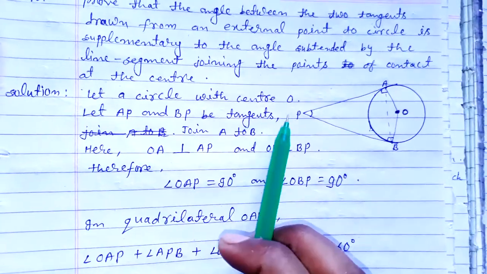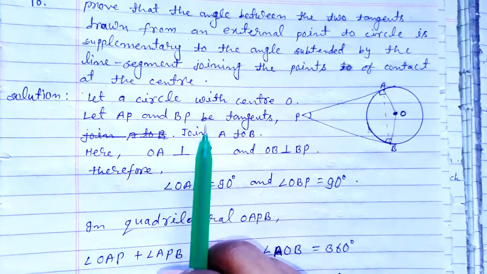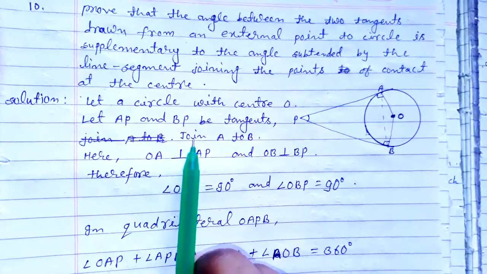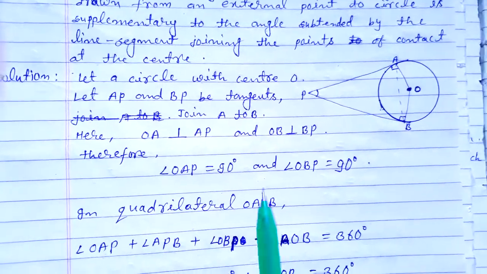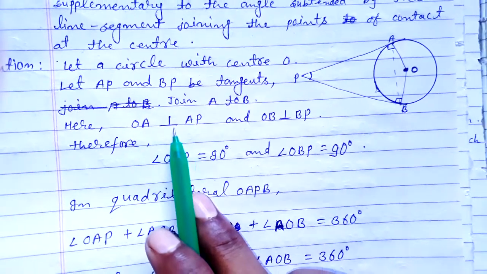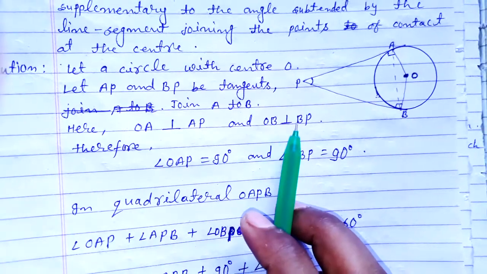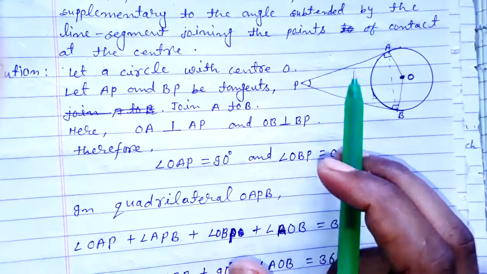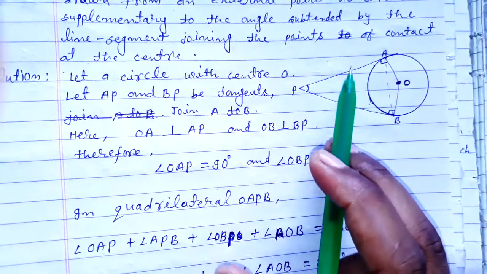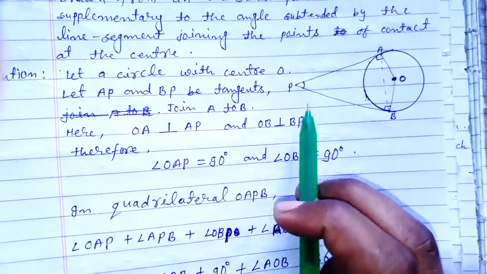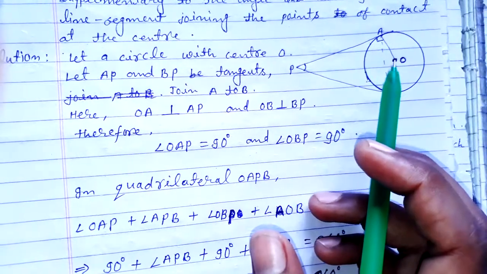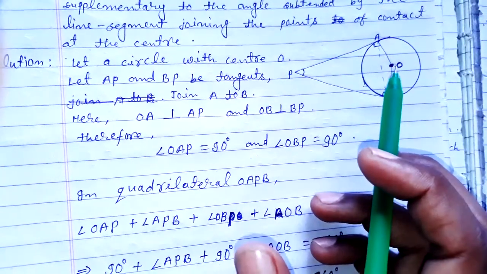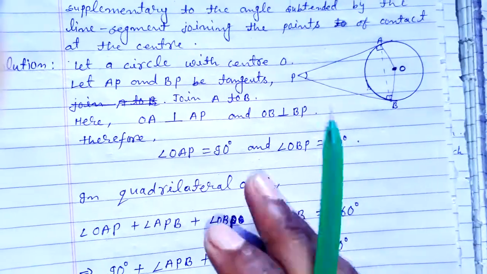Let a circle have center O, and let AP and BP be two tangents. Join A to B. OA is perpendicular to AP and OB is perpendicular to BP, because we also know that the radius is perpendicular to the tangent. Therefore, angle OAP is equal to 90 degrees and angle OBP is 90 degrees.